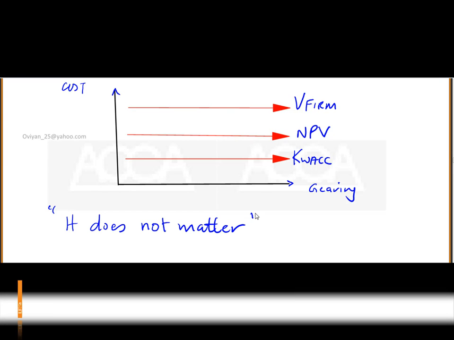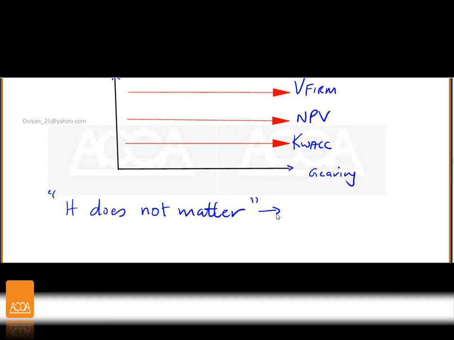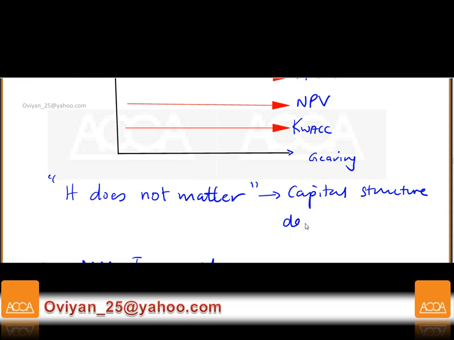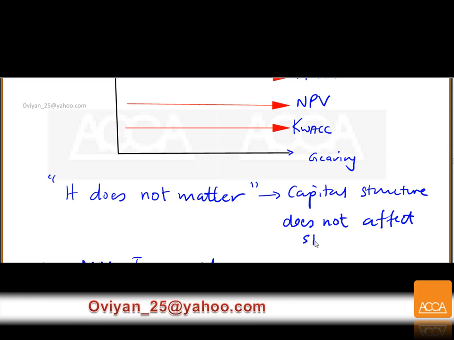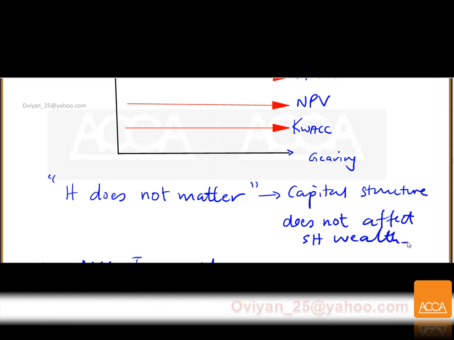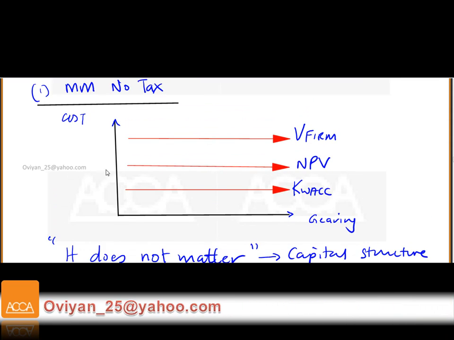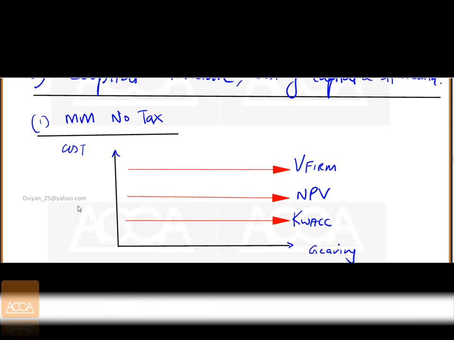It does not matter how much we borrowed. Capital structure does not affect shareholder wealth. Capital structure does not affect shareholders' wealth maximization. So any amount you can borrow, it doesn't matter. 1958, no tax, was heavily criticized because of the assumption that you don't pay tax.